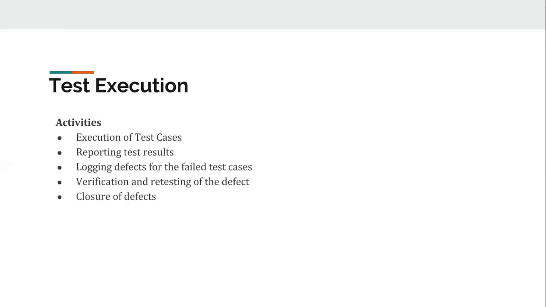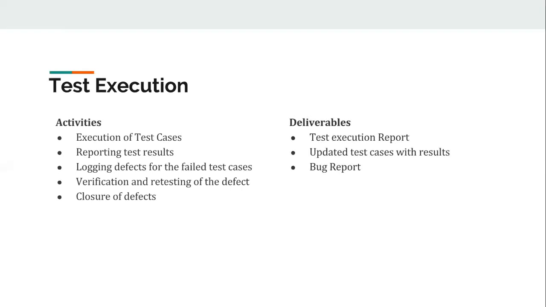So the activities involved in test execution are: execution of test cases, reporting the test results, logging the defects for the failed test cases, verification and retesting of the defects, which sometimes also includes regression testing, and the closure of defects. And the deliverables which are expected are: test execution report, updated test cases with the results, and the bug report. So lastly, we come to the last stage, that is the test cycle closure.